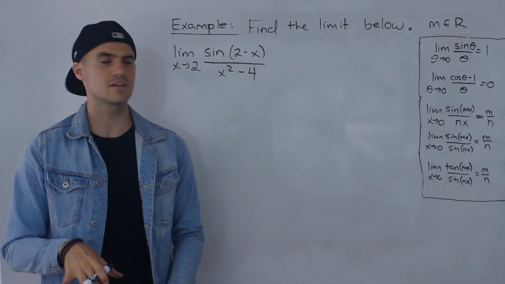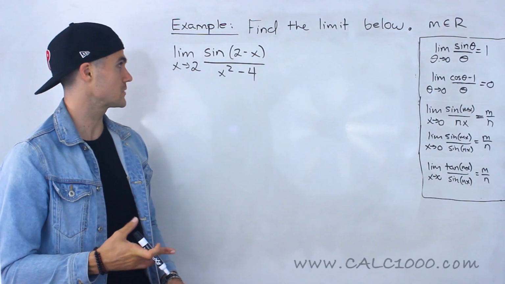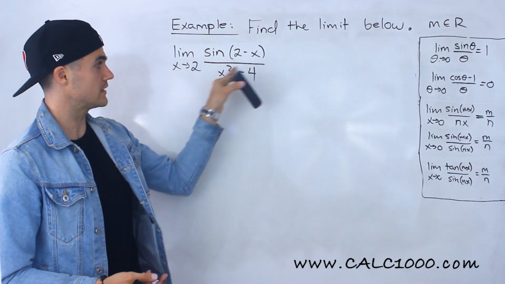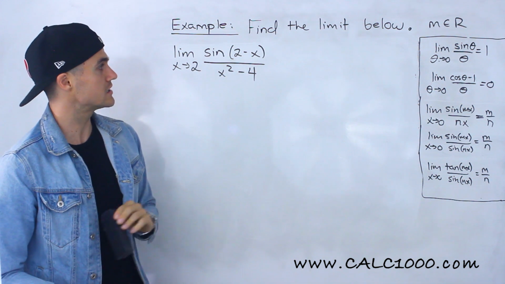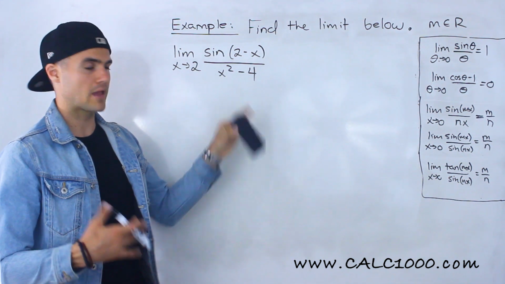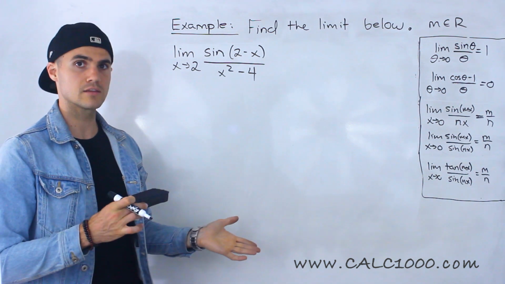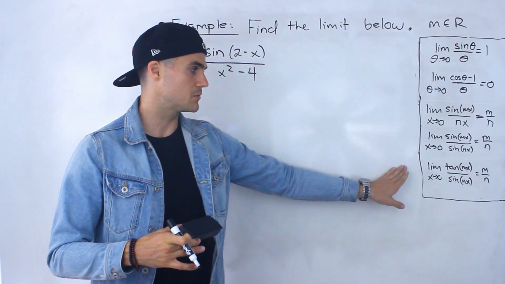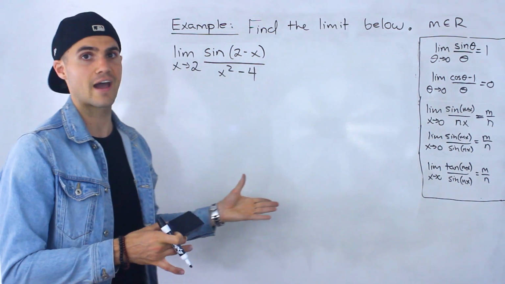Patrick here, and in this video we're going to do another trig limit. So we've got the limit as x approaches 2 of sine of (2 minus x) over (x squared minus 4). This is a unique trig limit that we haven't covered yet, but like in the previous examples, which I'm assuming you've watched before this one, I'm going to be using those results to help me out in the process.